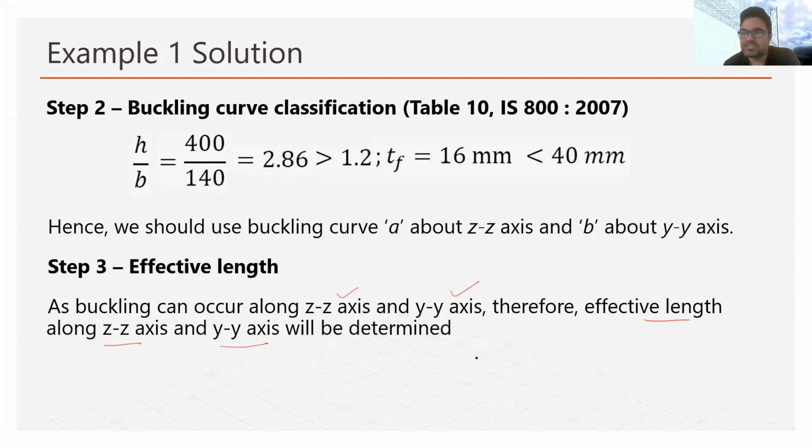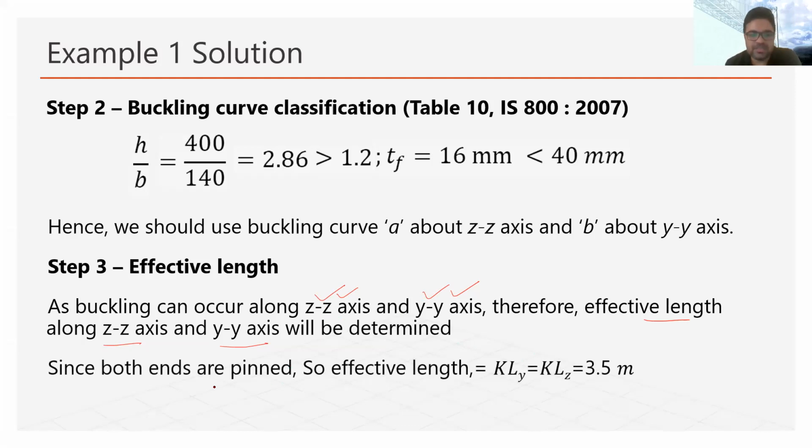So in both cases, because our ends are pinned, so in both cases along the z axis and along the y axis, the effective length will be same. So as I have written here, since both ends are pinned or hinged, in this case, the effective length will be KLY equals to KLZ. LZ means the length of member along the z axis, and LY means length of member along the y axis. So in both cases, the value is 3.5 meter. So this is how we find out the effective length.